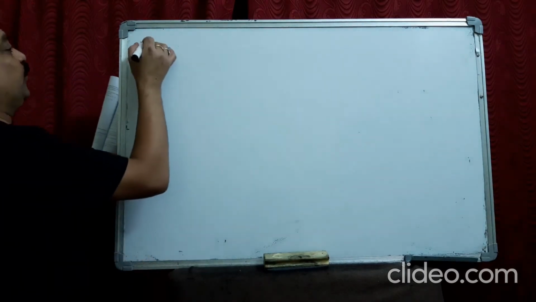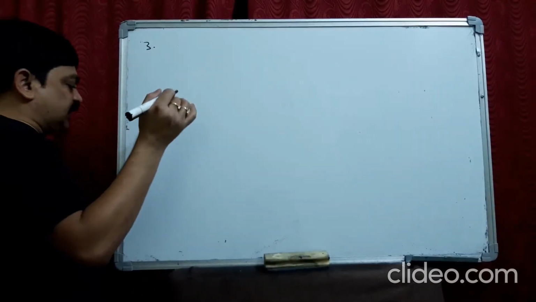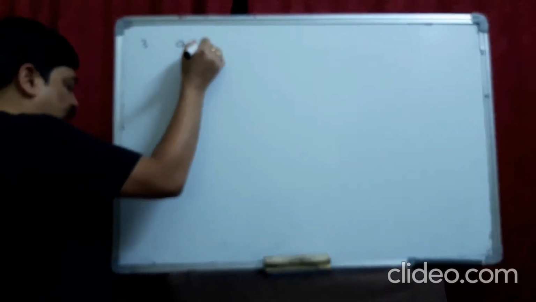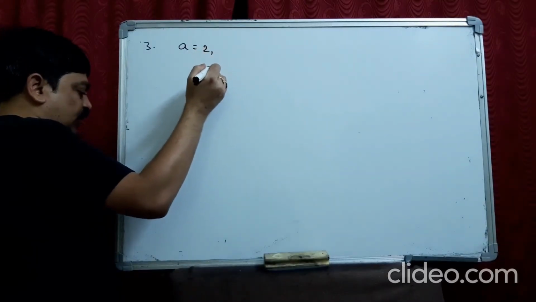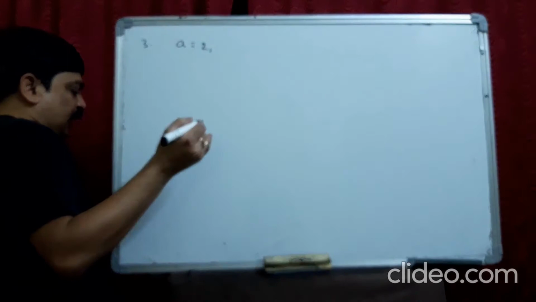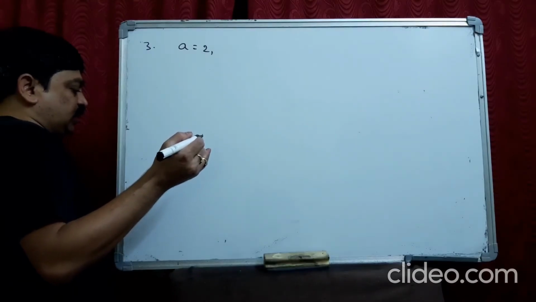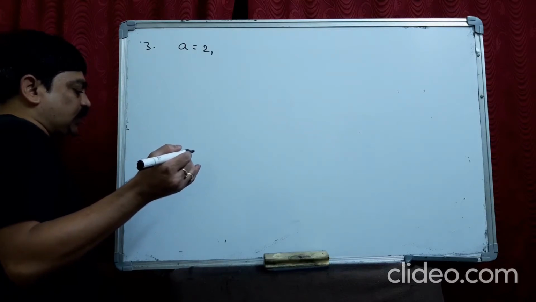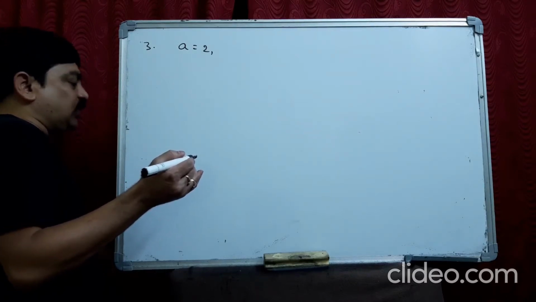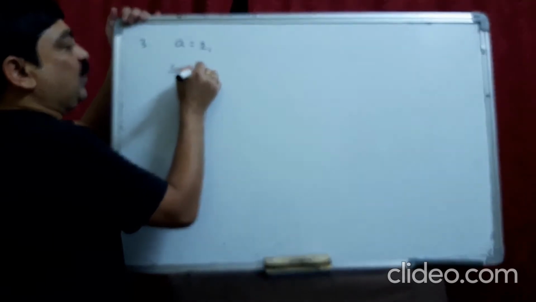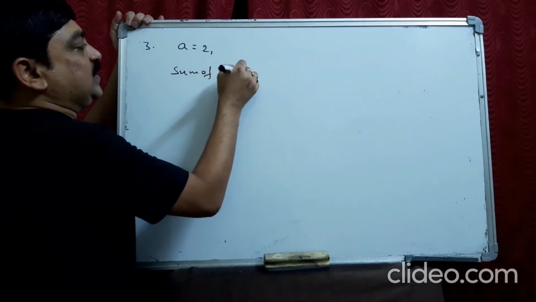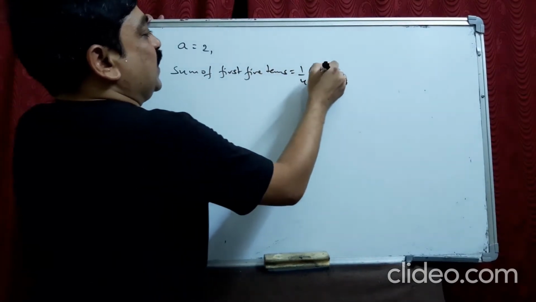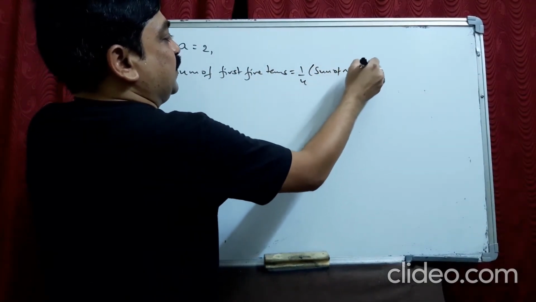See the third problem. In an AP, the first term is given. First term is 2, A is 2. The sum of the first 5 terms is 1/4 of the next 5 terms, and the 20th term is minus 112. We have to find out A20. The sum of the first 5 terms is 1/4 of the sum of the next 5 terms.